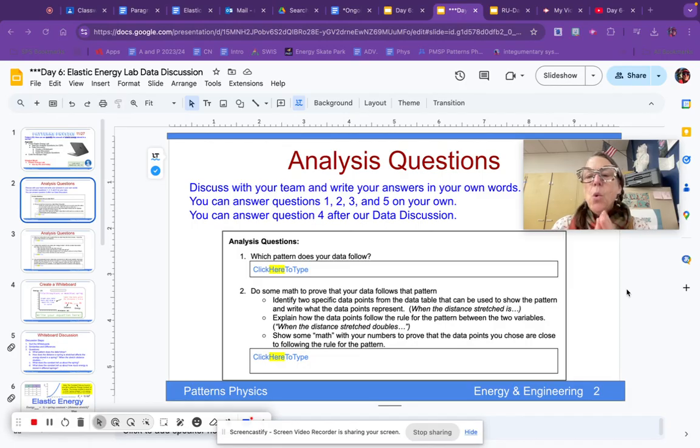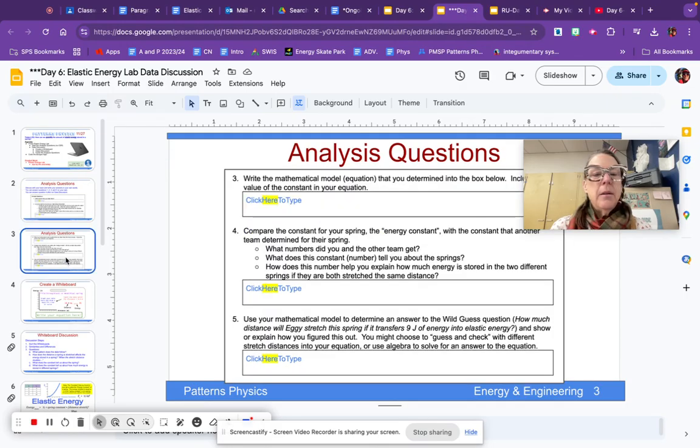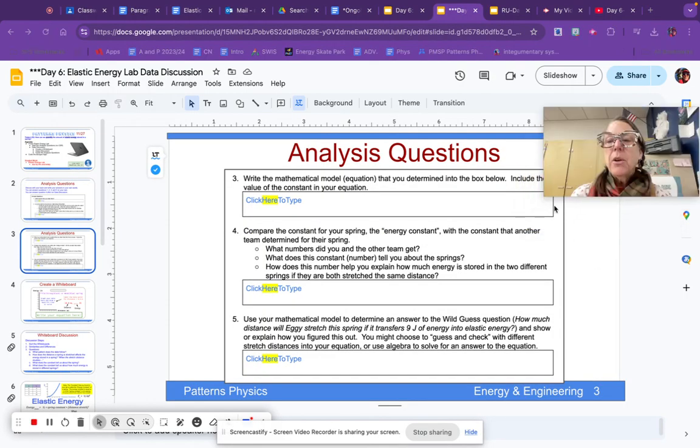Show the math. Your data points may not double exactly. They may not quadruple exactly. So this is your moment to do the math and figure out how much they're off. For question 3, what is the mathematical model? Make sure you put in your constant. Number 4, we won't be able to answer until we do a data discussion. And number 5, use your mathematical model. For this one, you are going to type in your constant and the distance that your bungee stretched.